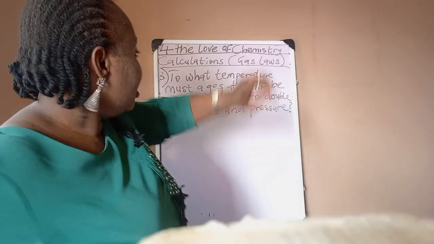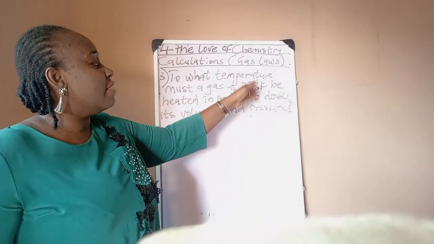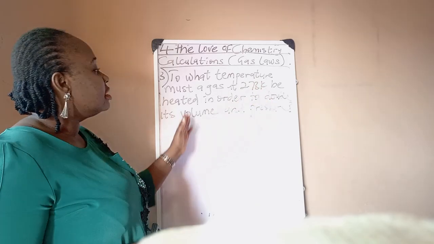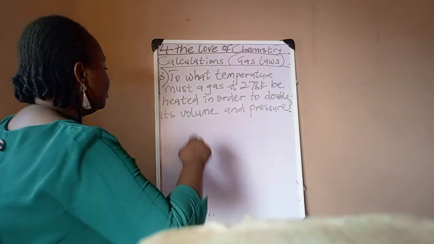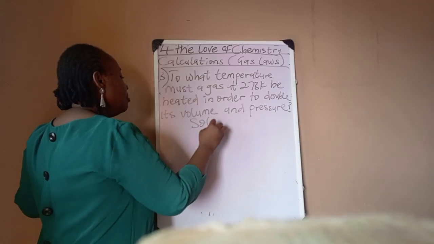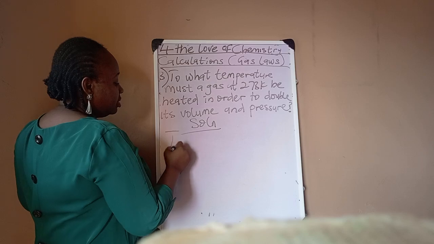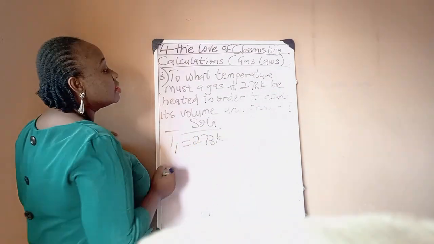Question number 3. To what temperature must a gas at 273 Kelvin be heated in order to double its volume and pressure? Step 1, write down the parameters. And we have T1 equals 273 Kelvin.